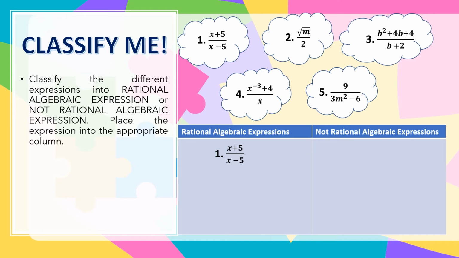Number 2, the square root of m over 2. This is not a rational algebraic expression because the square root of m is an irrational number. How about (b² + 4b + 4) over (b + 2)? Yes, this is also a rational algebraic expression. Number 4, (x^(-3) + 4) over x. This is in the column not rational algebraic expression because there is a negative exponent, which is -3. And number 5, 9 over (3m² - 6). Yes, this is also an example of a rational algebraic expression.